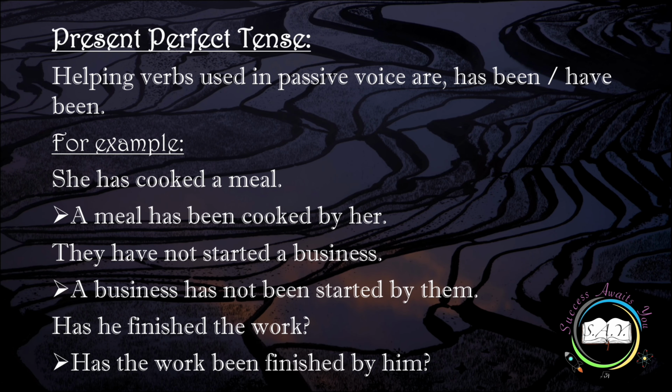Last up is present perfect tense. The helping verbs used are, has been, and have been. The way to identify is through the helping verbs has and have, and the third form of verb. For example, she has cooked a meal. In passive will convert to, a meal has been cooked by her.